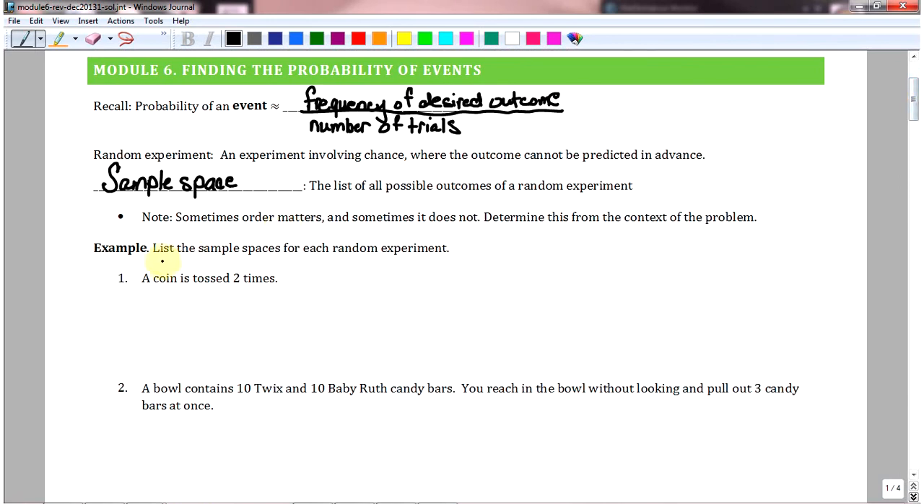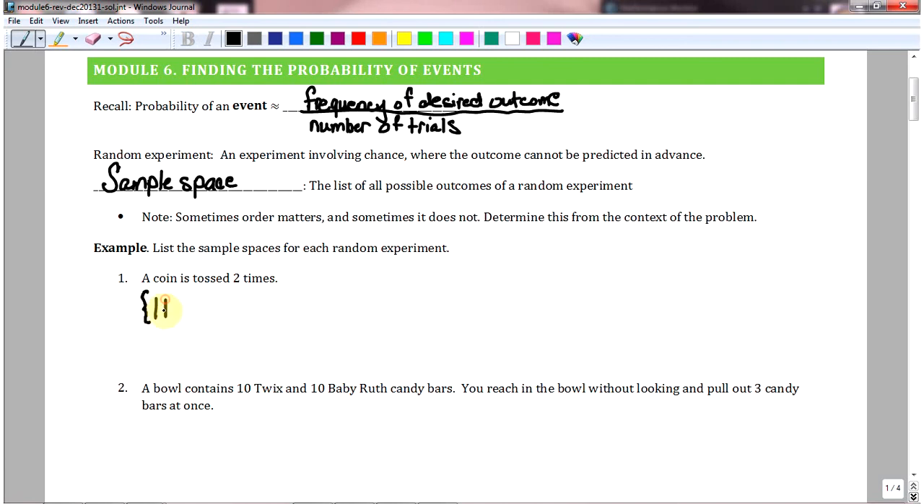So in this example, I want you to list the sample spaces for each random experiment. So first, assume that a coin is tossed 2 times. All right, so the sample space, we're going to put it in set notation. So what might we come up with when a coin is tossed twice?